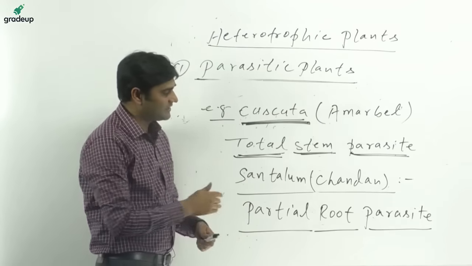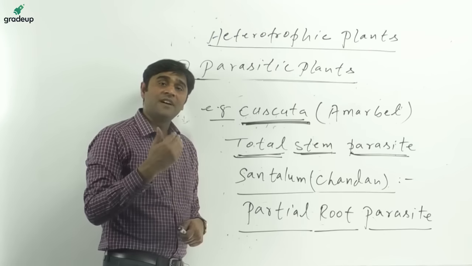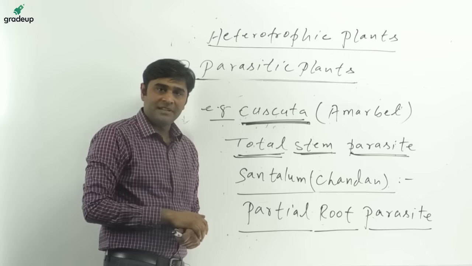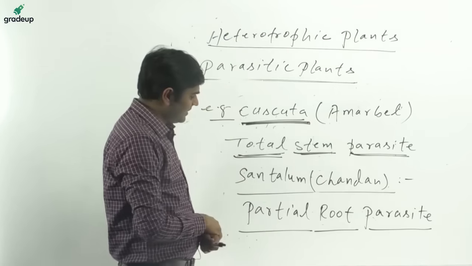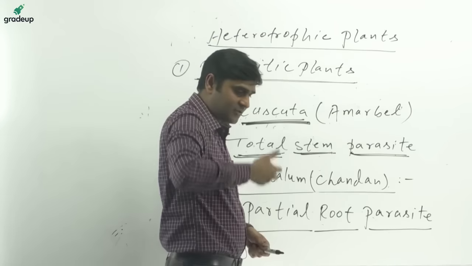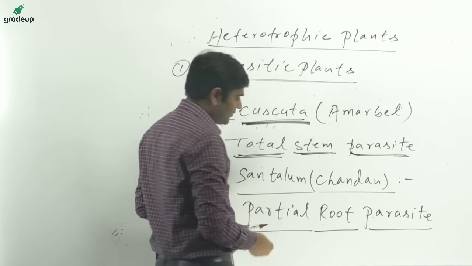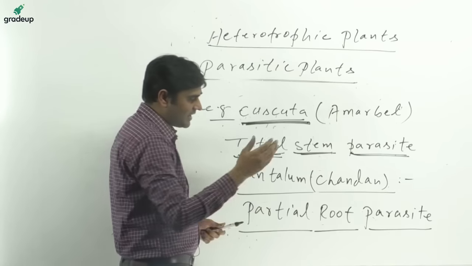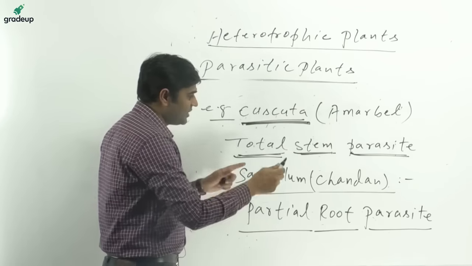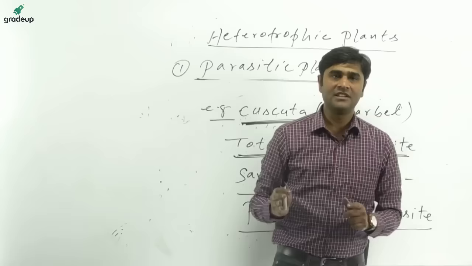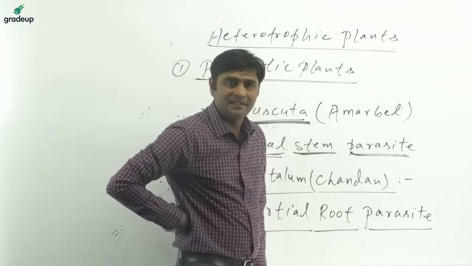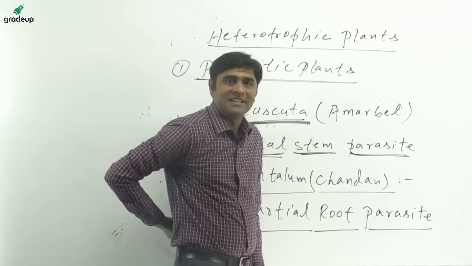So Santalum inserts its roots into the roots of other plants and absorbs their minerals and water. They also perform their own photosynthesis. They also absorb their own water, but they also absorb some water from the roots of other plants. So they are partially dependent on other plants. So it is a partial root parasite. Okay guys, partial root parasite. Yes, Abhi Mehta is saying partial root parasite.